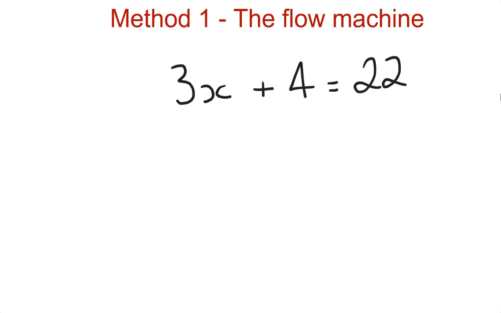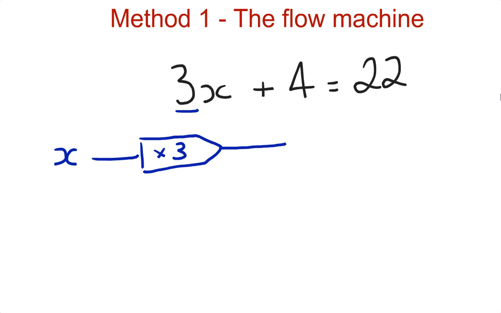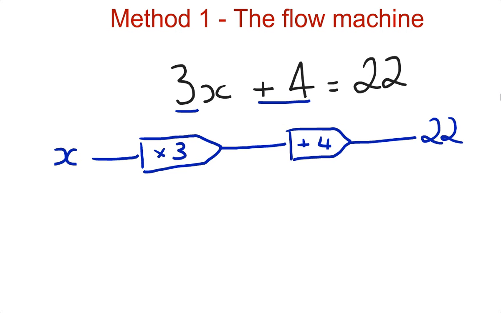Here we have 3x plus 4 equals 22. So, when we start this expression, if we think of a machine that if we put the letter x in, the first thing that we do to this x is we multiply it by 3. Once we've multiplied it by 3, it passes further on down the conveyor belt to this bit here, where we then add 4 onto it, and eventually we get the answer 22.